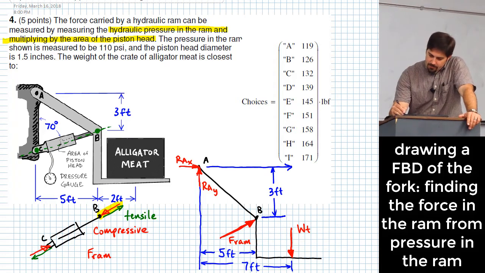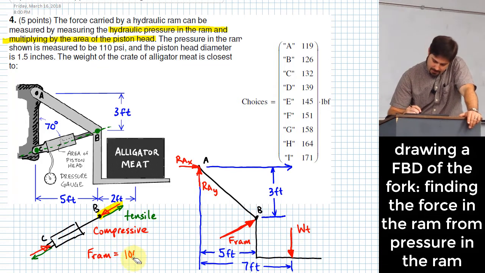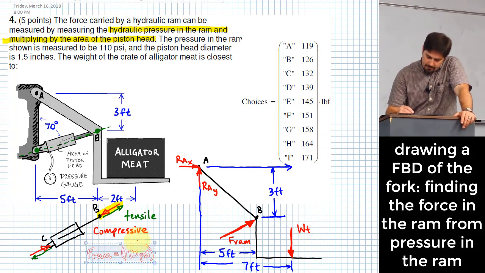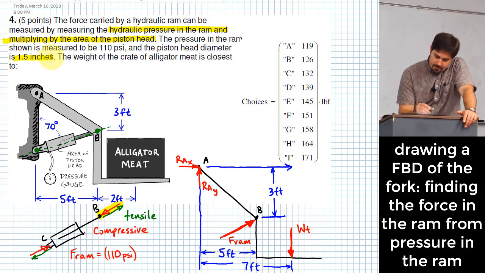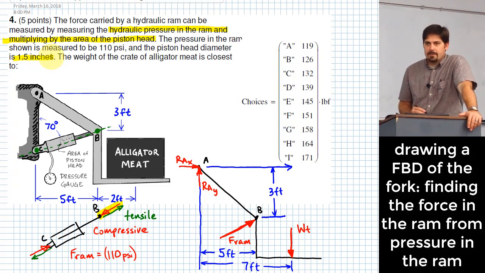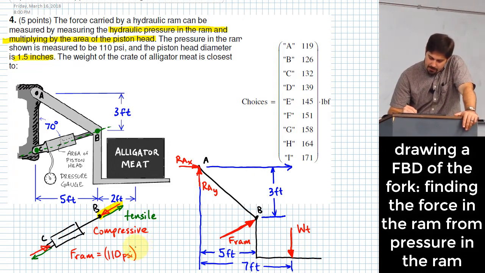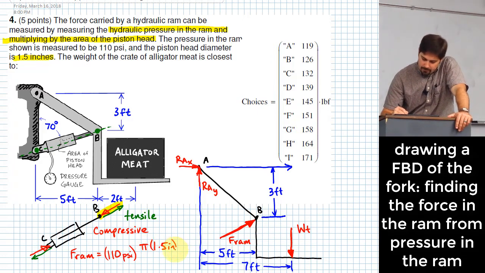Okay, so what does that give me here? 110 psi. That's the amount of pressure. And what do I need to multiply by? Okay, I know the diameter here is 1.5 inches. So given diameter, can I find area? I should be able to. It should be pi r squared, or if I have diameter, you can express that as pi d squared over 4.